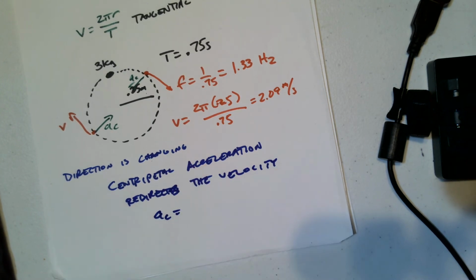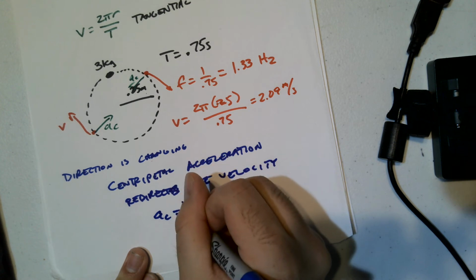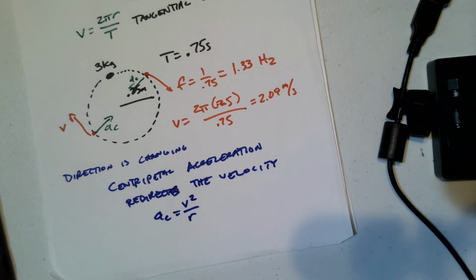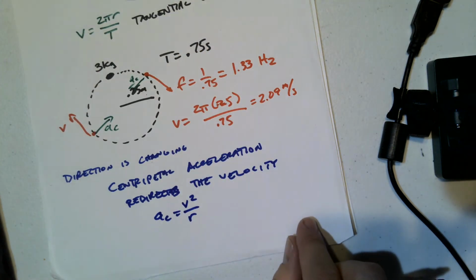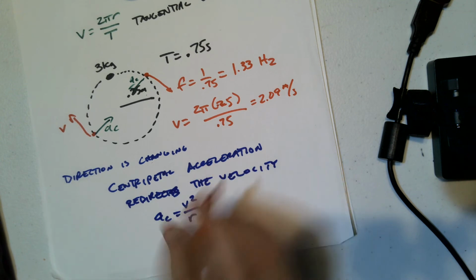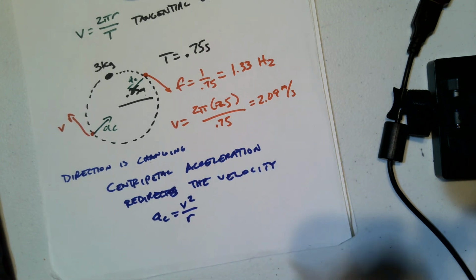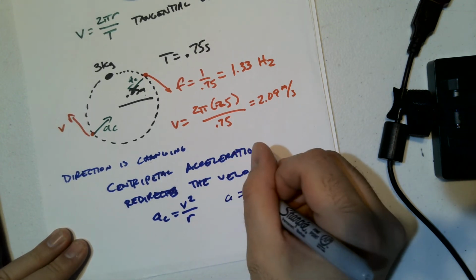It's A. I usually use a subscript of C to denote that we're dealing with centripetal acceleration here. It's v squared over r. So we have the ability to easily calculate it using our numbers that were given in the initial set of problems here, because we have v now. It's 2.09, so A would be equal to 2.09.